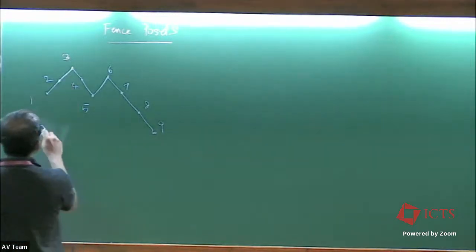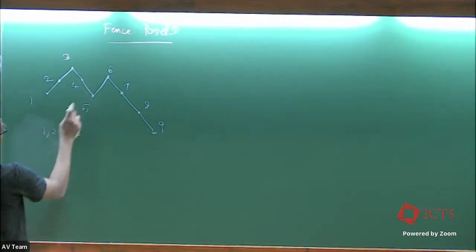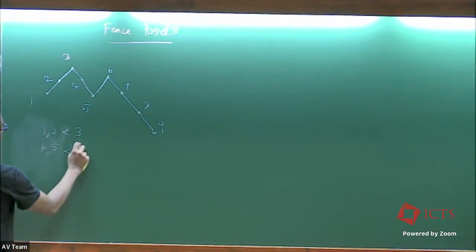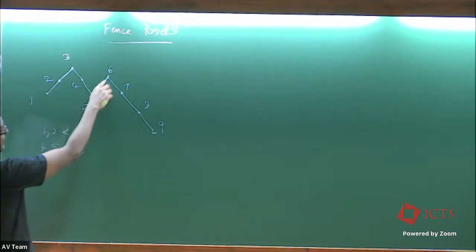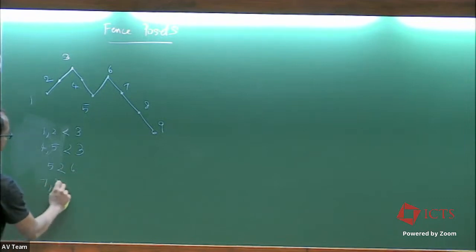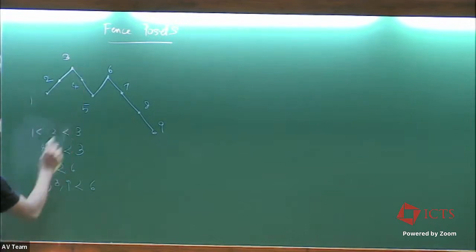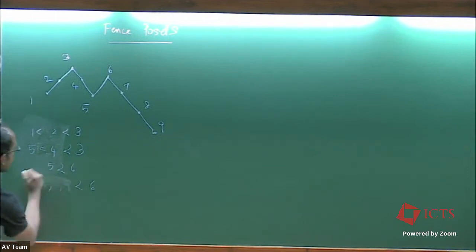So this means that 1, 2 are less than 3, and then 4, 5 are also less than 3. 5 is less than 6. 7, 8, 9 are less than 6. Okay, so these are the order relations in this particular poset. It's a relatively simple poset. Each chain will give you, for example, 5 is less than 4 is less than 3. 5 is less than 6.